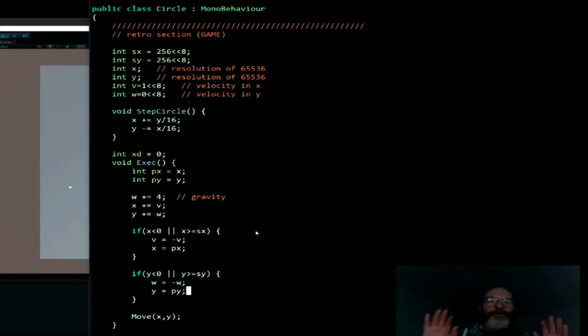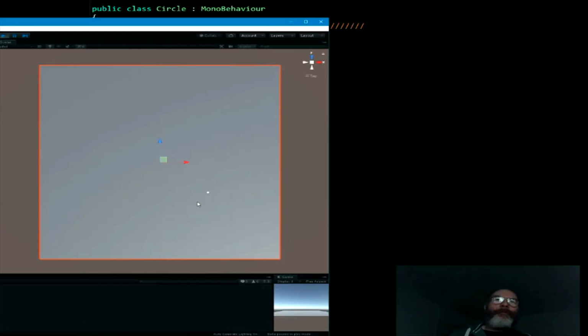All right, so this is all great. How about we do something a little bit more interesting now in this kind of retro perspective? How about we make the ball orbit? I'd like to make it orbit a gravity well.